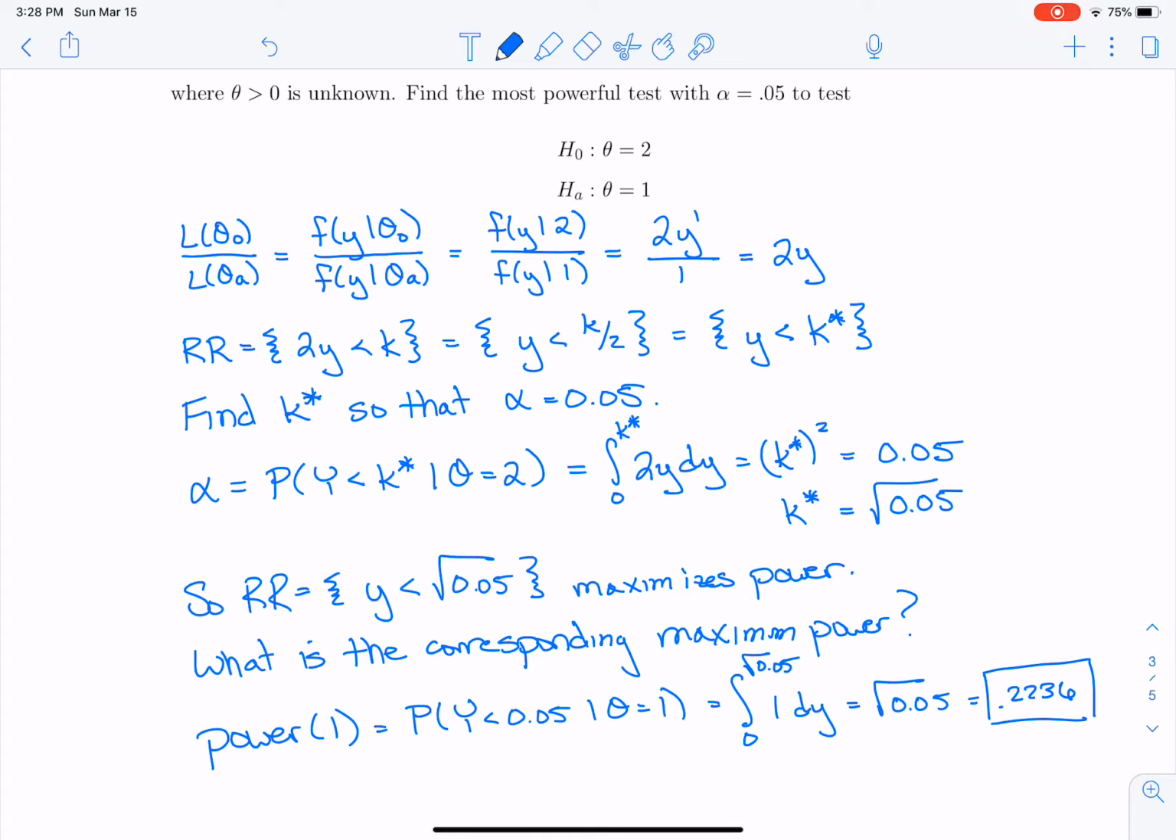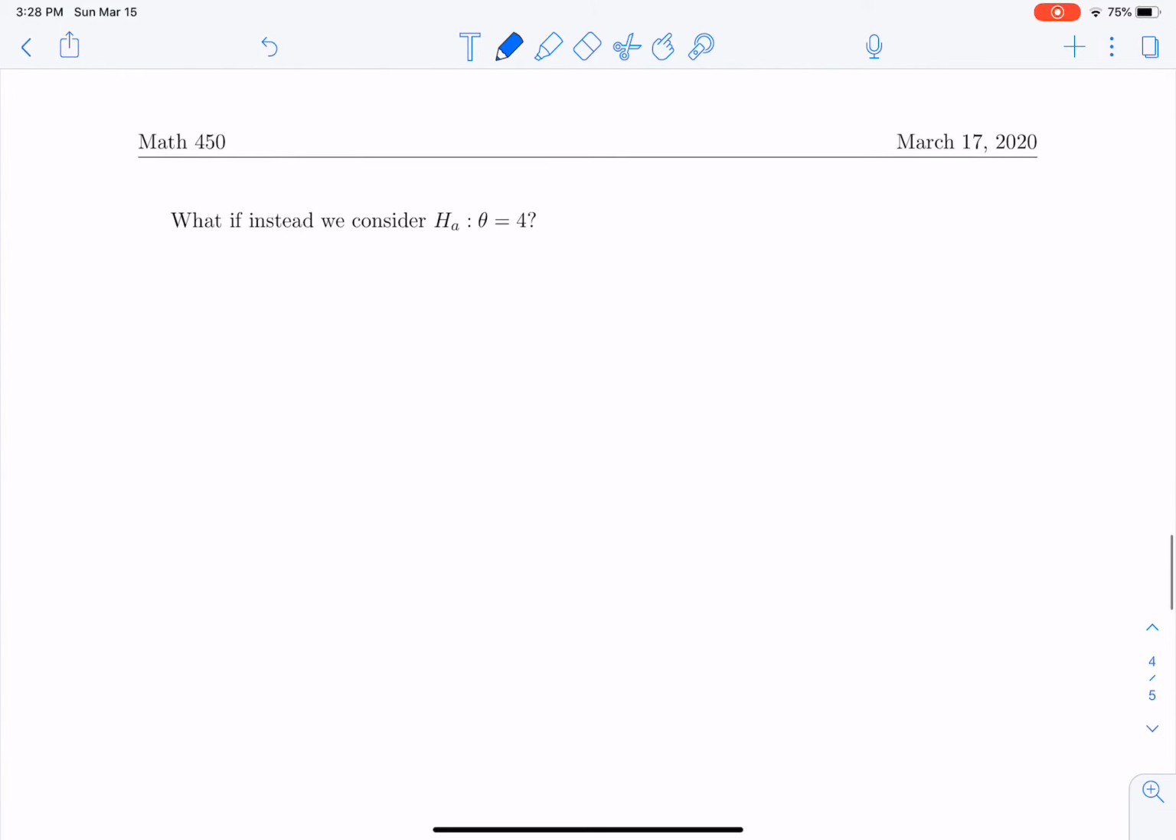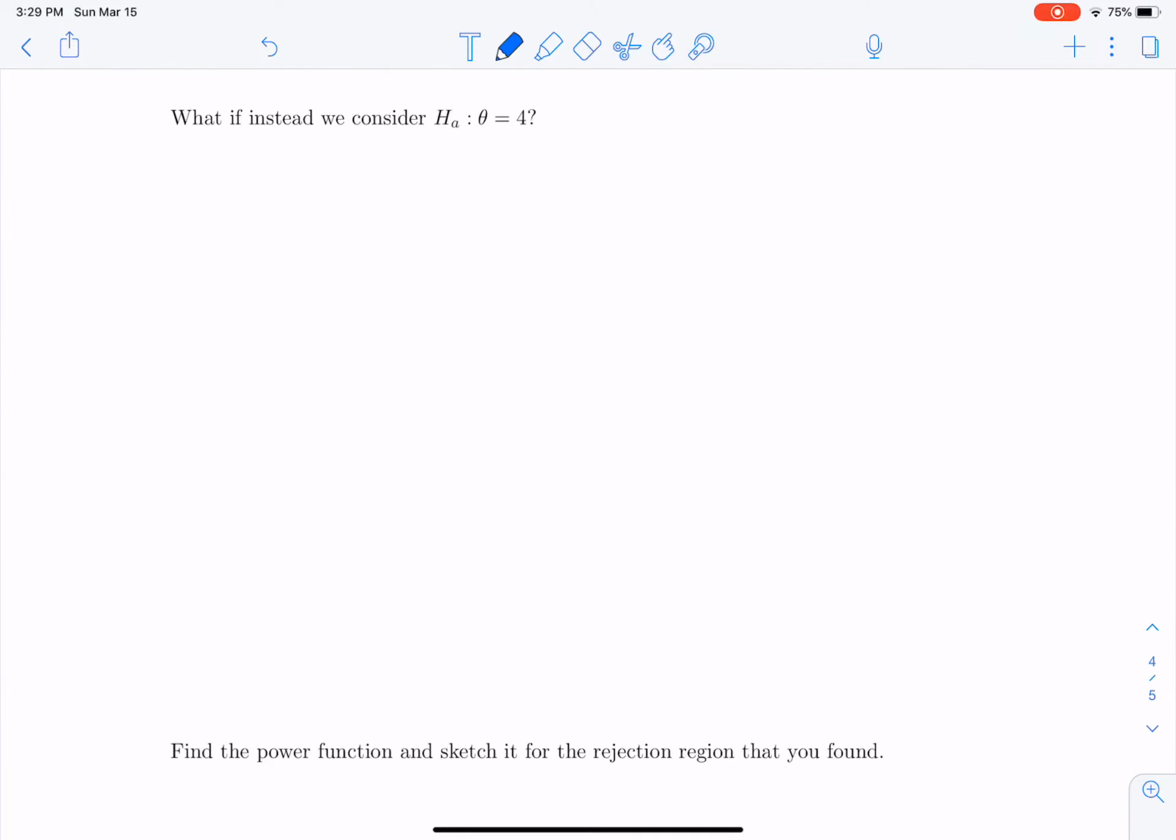But what if we instead wanted to consider a different alternative? What if we wanted to consider the alternative theta equals 4? Then we would again have our likelihood ratio, the likelihood of theta 0 over the likelihood of theta a. So that's f of y given theta 0 over f of y given theta a. So that's f of y given 2 over f of y given, in this case, 4.